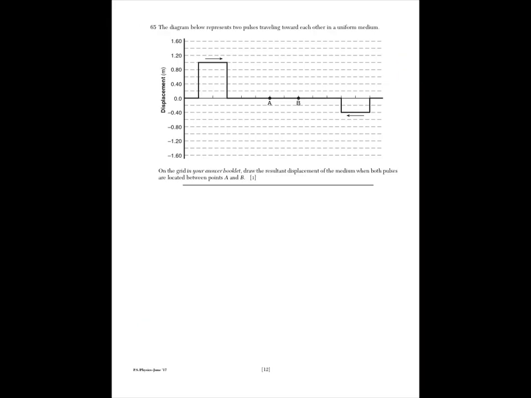And then finally, number 65. Here we have two pulses, a crest and a trough, traveling towards each other, and then we have to draw the new resultant displacement when they overlap each other at points A and B. Alright, now since it's a crest and a trough, this is destructive interference, which means their amplitudes are going to shrink in size, and it's essentially the difference between them, the vector displacement essentially. Okay, not that this is really a vector, it's really not, but displacement is. So this one has a displacement of 1.0, and this one has a displacement of negative 0.4. The difference between them is 0.6, and that is the resultant displacement, and that's all you have to draw. Okay, just making sure that is 0.6, and that's it.